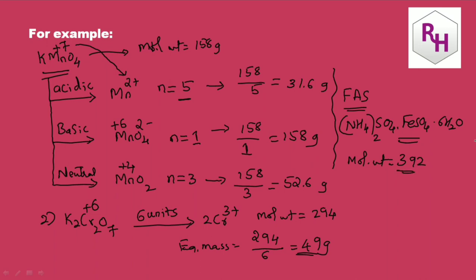You can calculate it. Now, whenever this FAS acts as a reducing agent, Fe is in the +2 state, correct? So Fe2+ is converted into Fe3+, which means how many electrons change? Only one. Hence the equivalent mass is equal to 392 divided by 1, which is 392 grams. Like this you get the equivalent mass. Yes, this is about the equivalent mass of a substance.